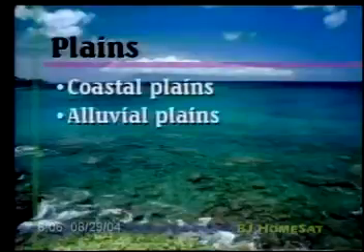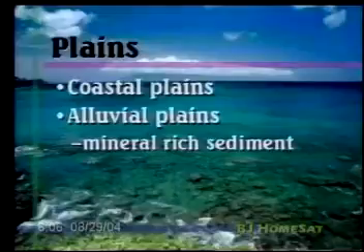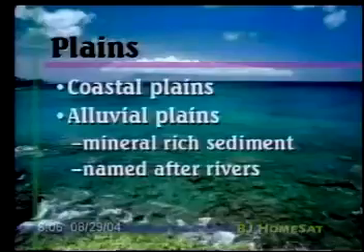There are 2 general types of plains, coastal and alluvial plains. Coastal plains is pretty self-explanatory. Those are going to be plains near a coast. And alluvial plains might need a little more explanation. Alluvium is actually mineral-rich sediment, and it's deposited from rivers. And so alluvial plains are often named after the rivers that flow through them.